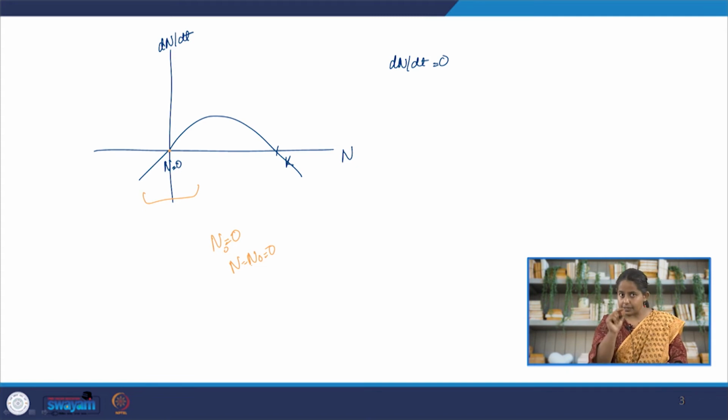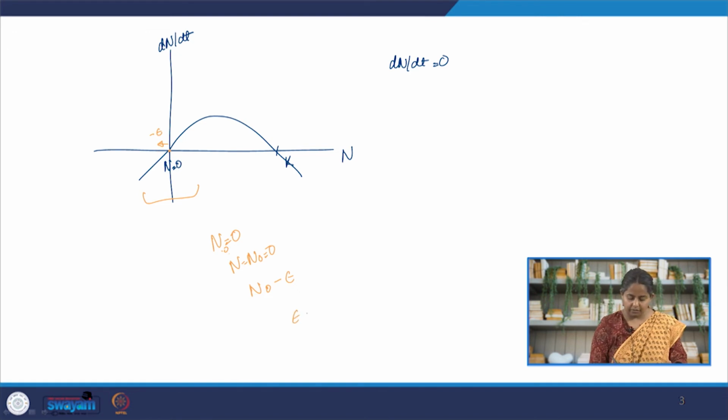However, let's add some perturbation to it. Let's add some change to it. So if instead of starting at n naught equal to 0, let's say I cause a negative perturbation. I change the value of n slightly to the left-hand side. So what I am doing is I am moving epsilon units to the left.